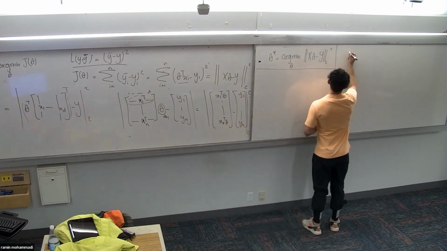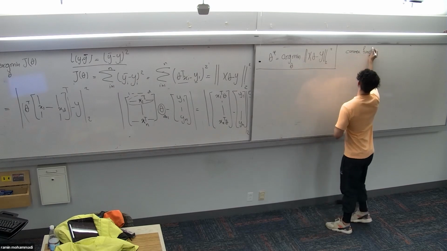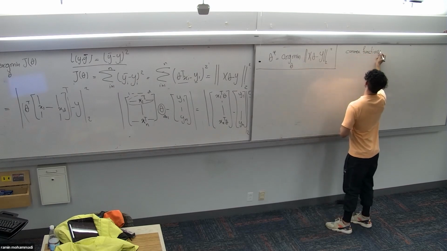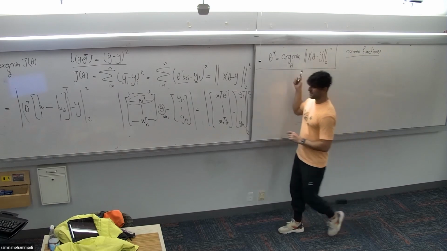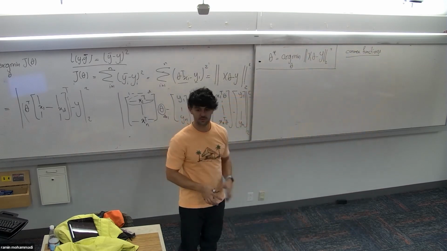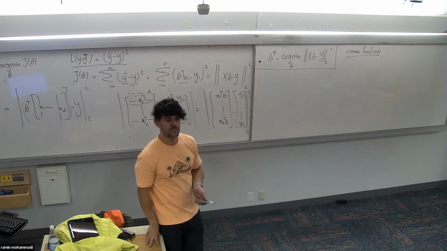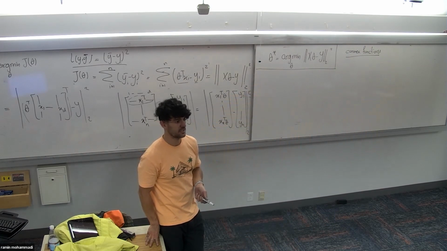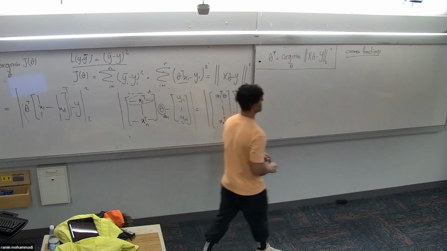Okay, now let's talk about convex functions. So we're coming to here, because my goal is to minimize that function, X theta minus y. But how do I know it's convex? How do I know I can minimize it? So first, what is a convex function?